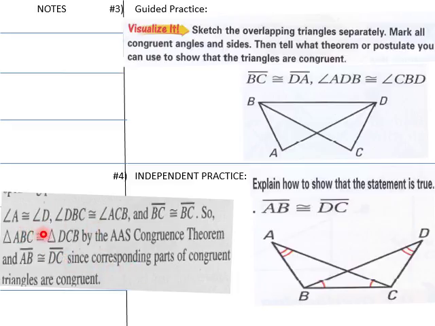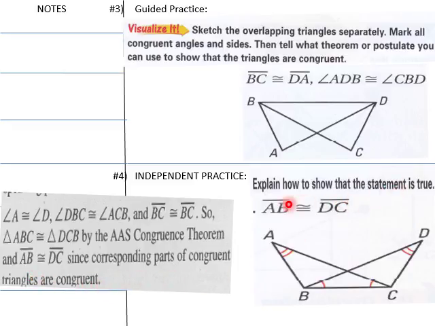And then for number 4, this is our reasoning here. Angle A is congruent to angle D. Angle DBC is congruent to angle ACB, and line segment BC, we have a line segment here. So by AAS, we're going to say that these triangles are congruent.